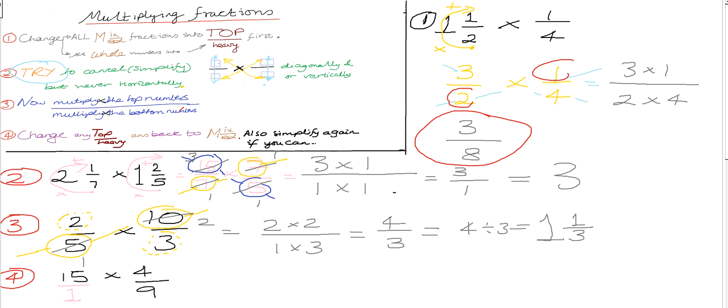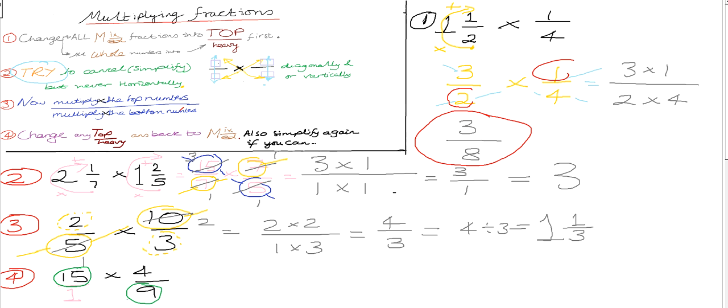Now what do we do? We do what we've done before. We try to cancel diagonally, vertically, but never horizontally. So 1 and 4, if we cancel that way, it won't work because 1's very simple. If you try 1 and 15, that won't work. 1's already as simple as it gets. But we can cancel the 15 and the 9.